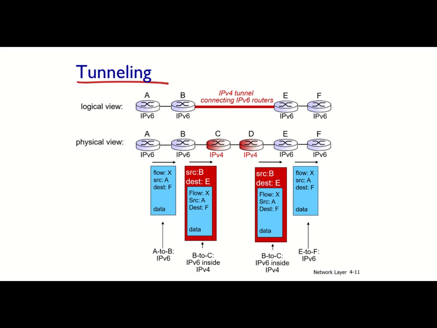So by doing this procedure, there's a logical tunnel between B and E, and you can logically think that B and E see no routers between them, and they assume that there's an immediate physical connection between B and E, and they are running only IPv6, not IPv4. But in reality, we have a mixture of IPv6 and IPv4 in this network, but IPv4 routers create an IPv4 tunnel.